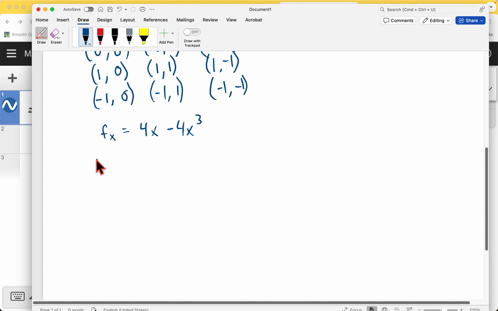Now we're going to look at the second derivative. The derivative of 4x here is just 4. This is going to be 4 times 3, which is negative 12x squared. Now we don't set that equal to 0. Remember, we're going to use that Hessian formula.